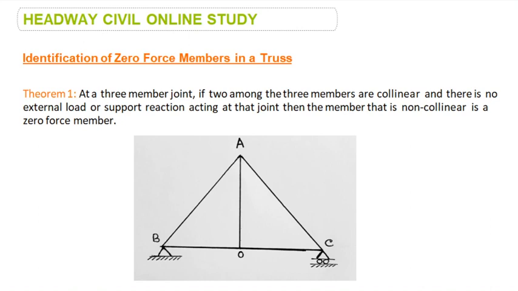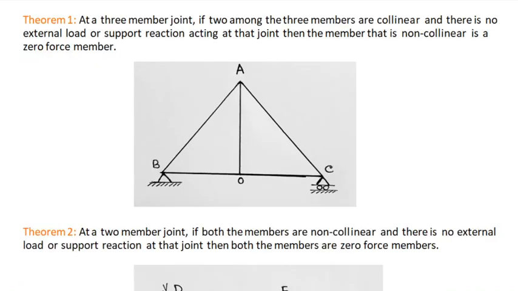In today's video, we'll be learning how to identify the zero force members in a truss. So there are two basic thumb rules to identify these zero force members in a truss. The first rule says that at a three-member joint, if two among the three members are collinear and there is no external load or support reaction acting at that joint, then the member that is non-collinear is a zero force member. So first let us look at this diagram.